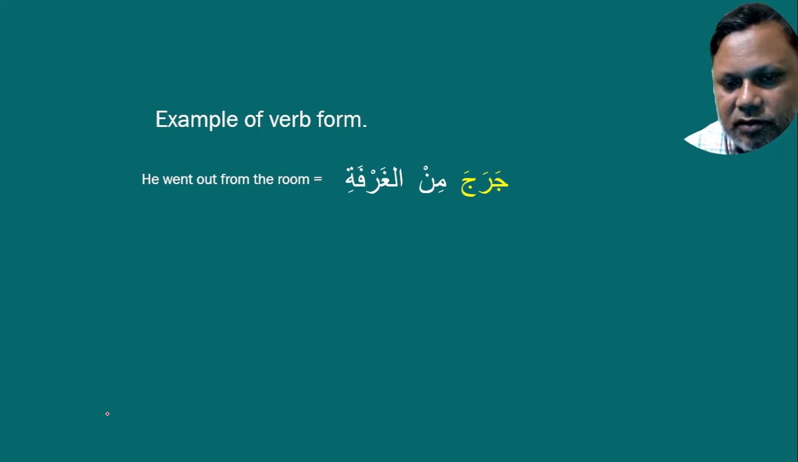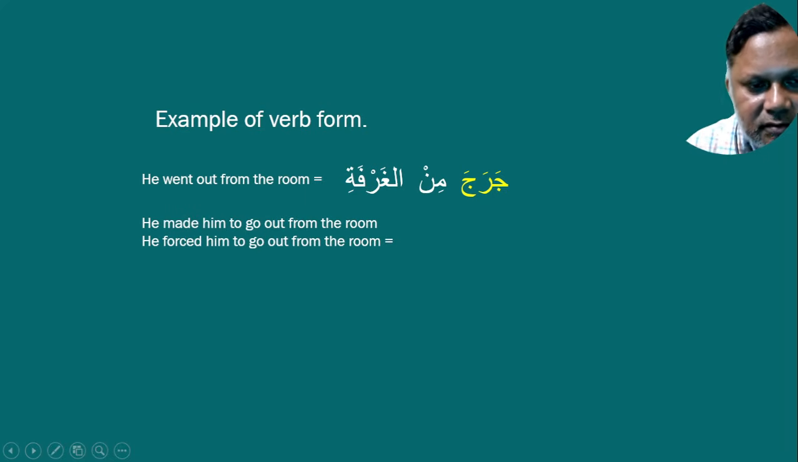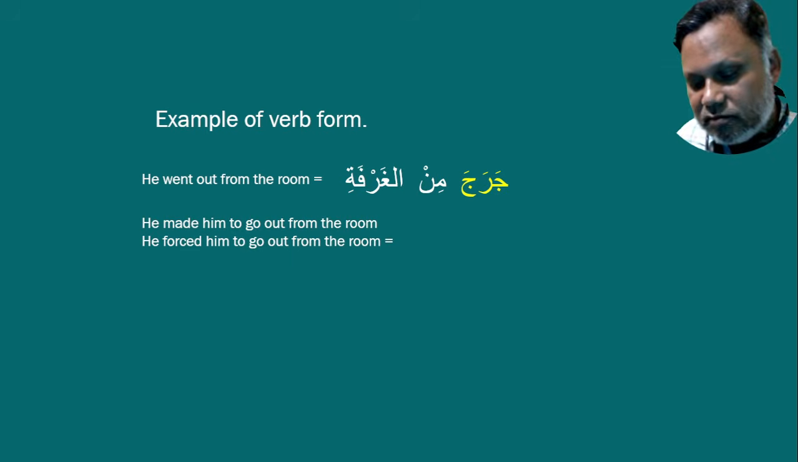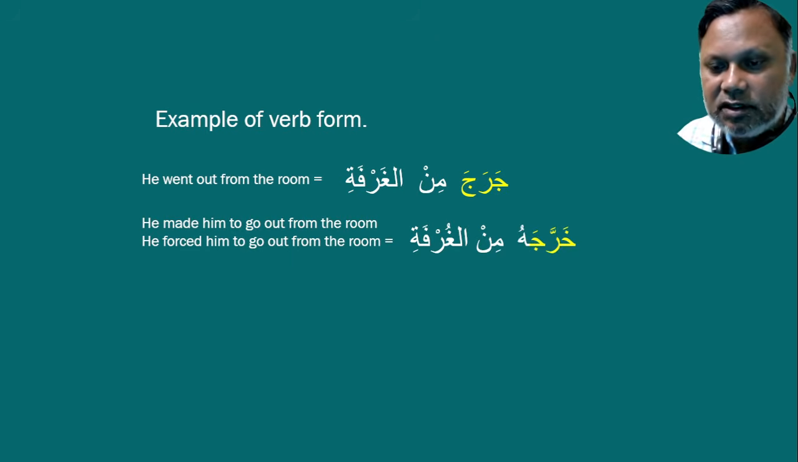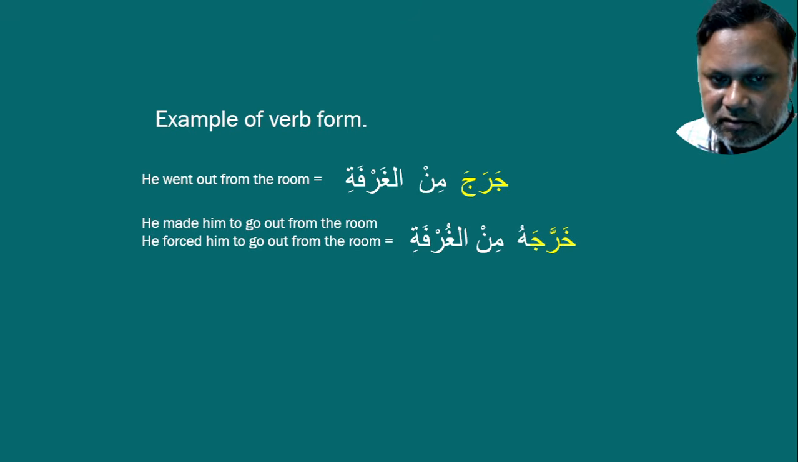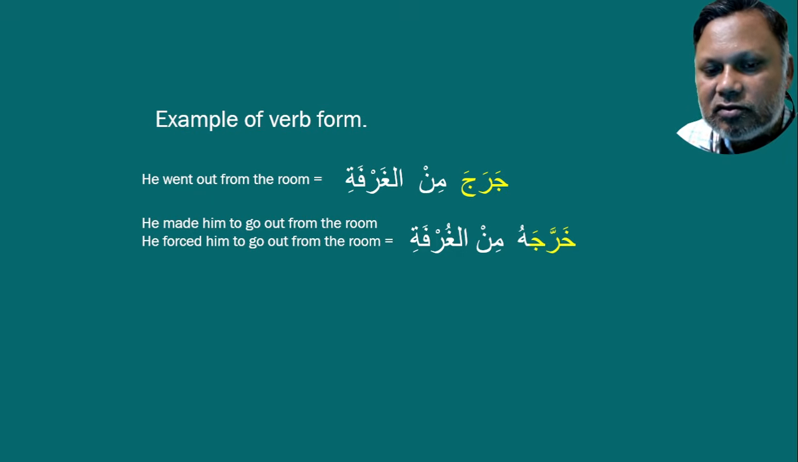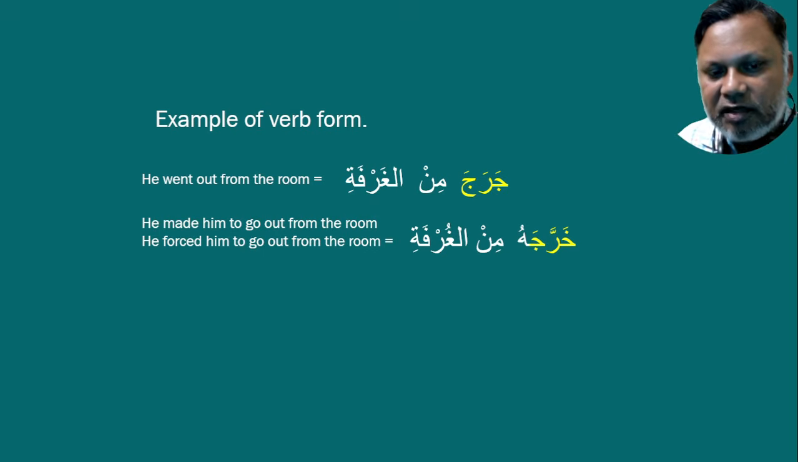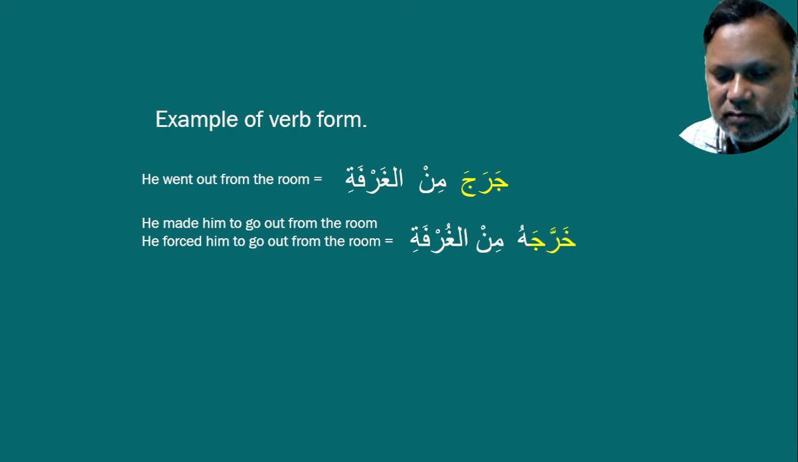But if we want to say something like this, he made him go out from the room, or he forced him to go out from the room, or he got him out from the room, then how to say? A new verb comes in kharaja. Kharaja means forcefully make someone go out from somewhere. Kharajahu al ghurfati means he made him go out from the room.